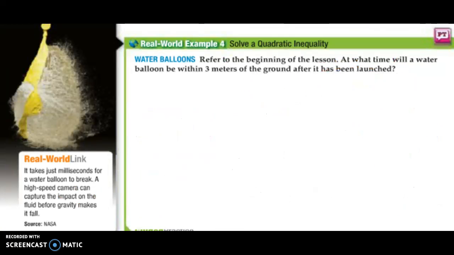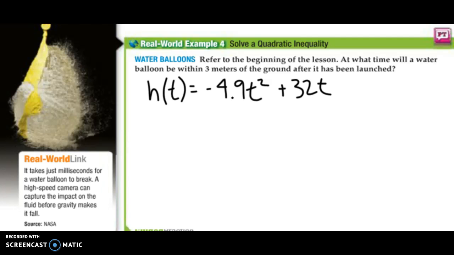Here's a real world example. It says, refer to the beginning of the lesson. At what time will the water balloon be within 3 meters of the ground after it has been launched? So, essentially, the equation that they give us that's earlier in the book, which you don't have in front of you, is this. The height, according to time t, is equal to negative 4.9 t squared plus 32t plus 1.2. Okay, so that's my equation of my water balloon.